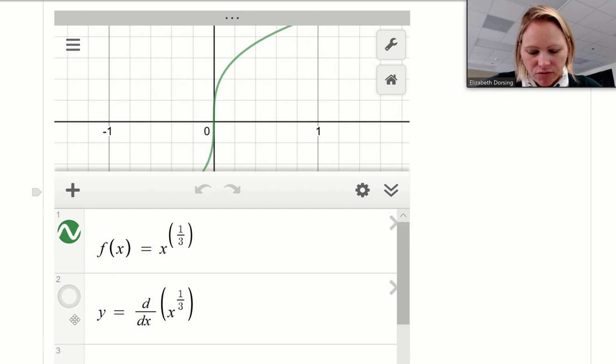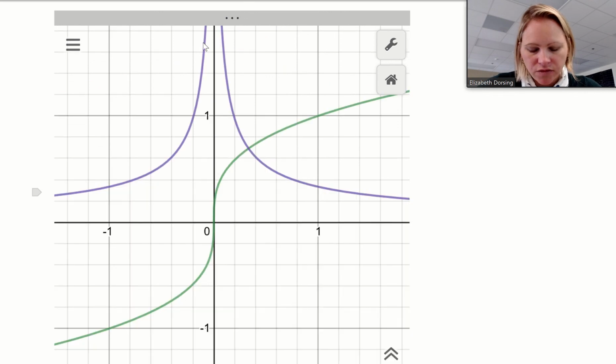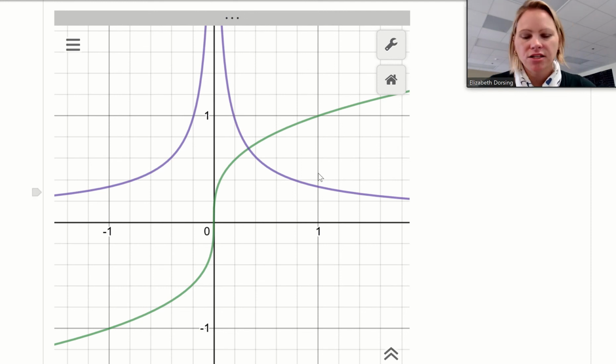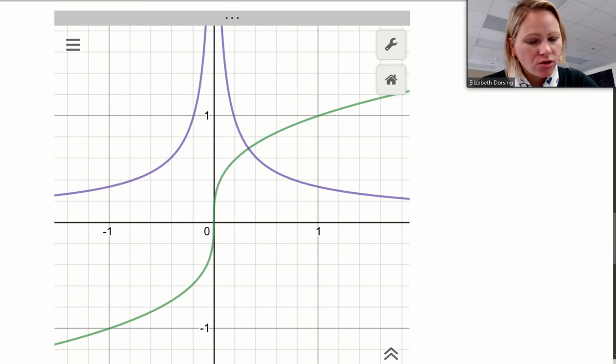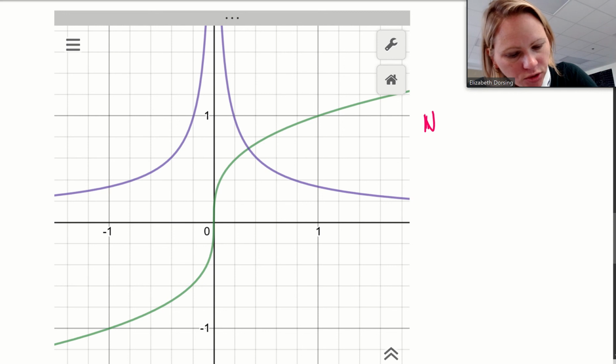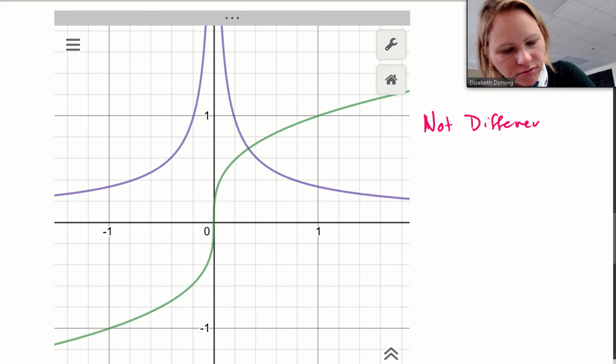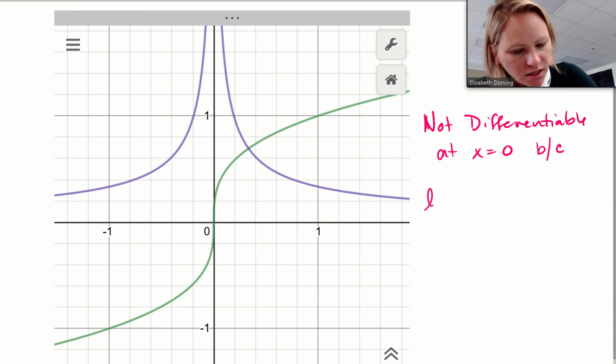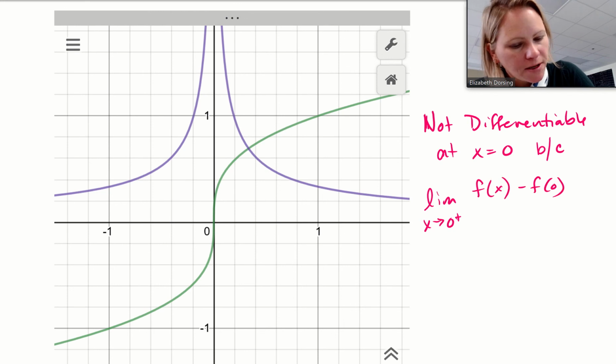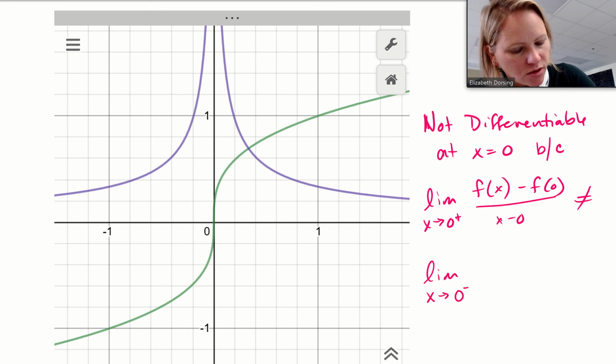When we look at what the derivative would look like, here it is, this purple curve. You can see there's an asymptote there because the derivatives on the left are approaching infinity. The derivatives on the right are approaching infinity. That's crazy. It's undefined. And so again, we would write this the same way we've been writing all the other ones. We'd say not differentiable at x equals 0 because the limit as x approaches 0 from the right of the slope between f of x and f of 0 does not equal the limit as x approaches 0 from the left.